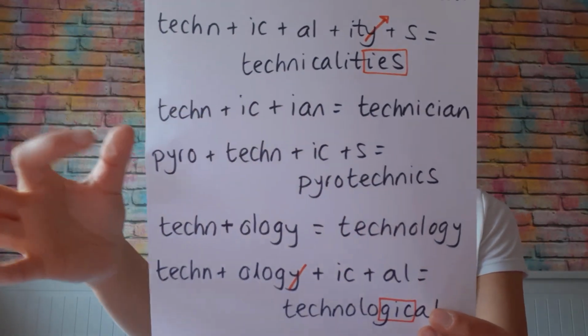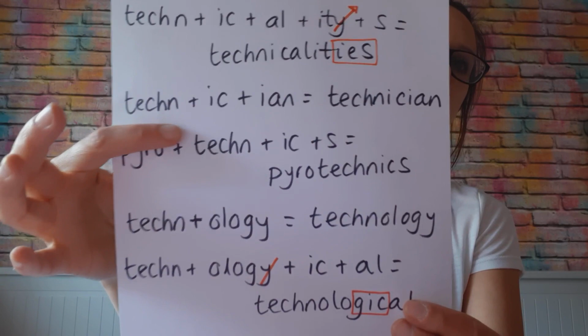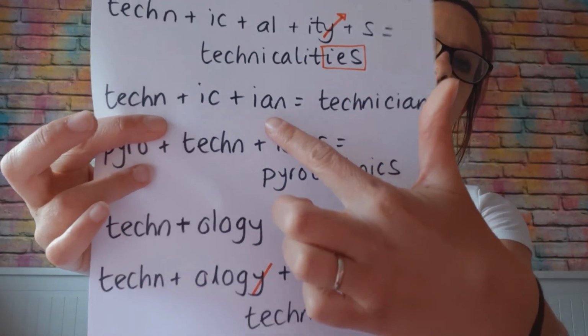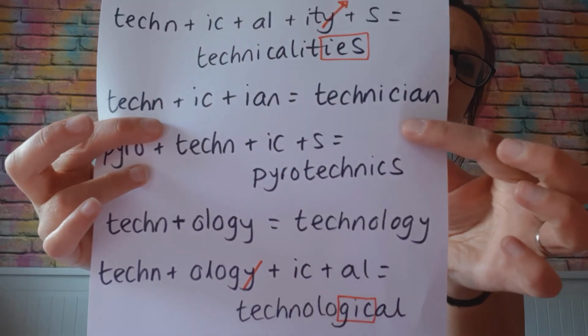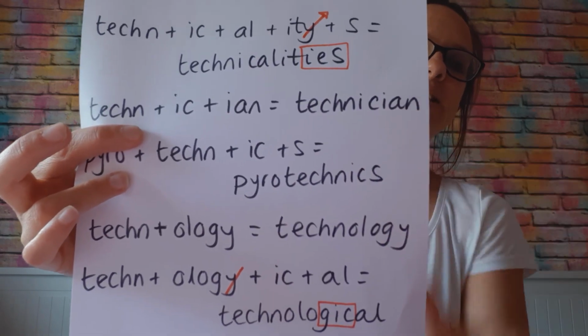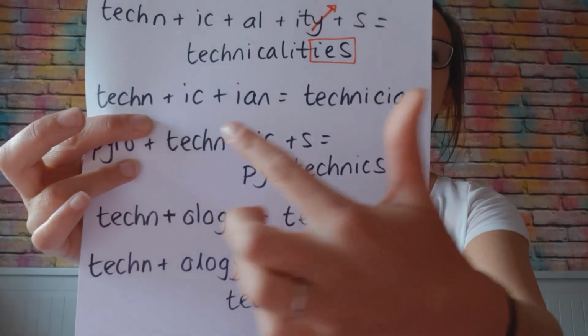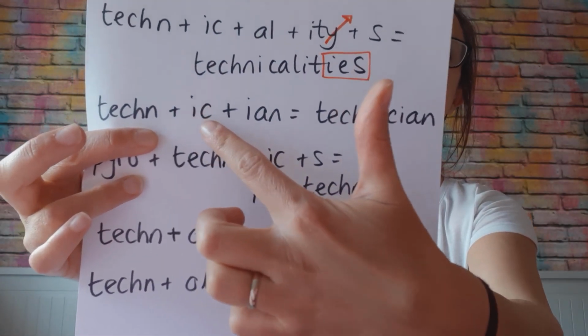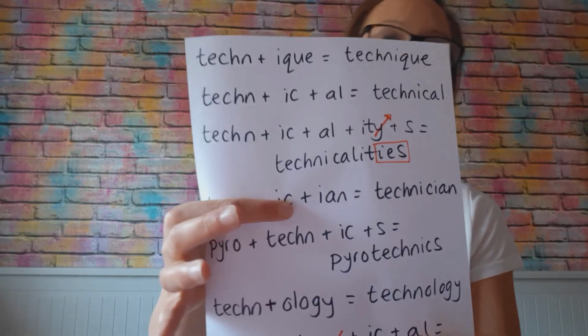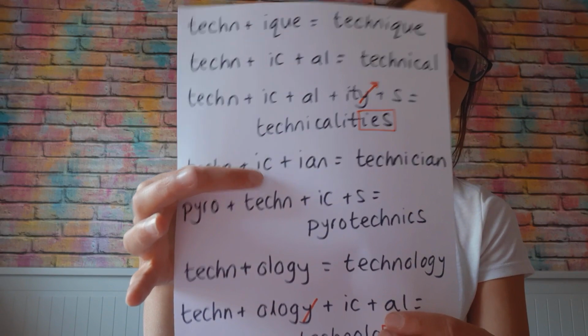Okay, so we've got technicalities, we've got technician. Okay, so here we've got somebody that does it, okay, a technician, it's an IAN ending, and we've got the C there because it comes from the root technic, okay, so it's not a shun with a T-I-O-N because our root doesn't have a T, it has a C.